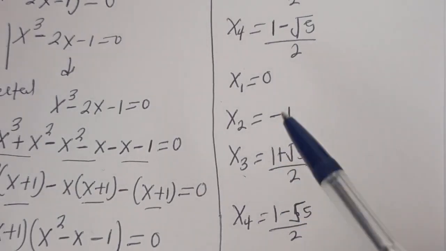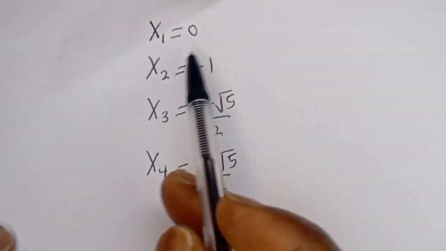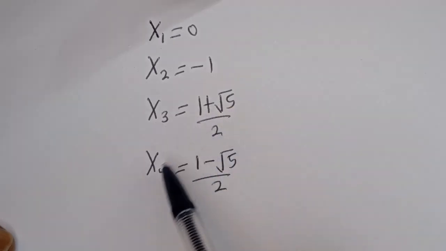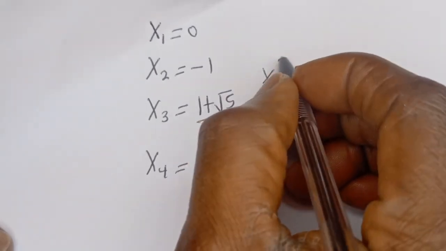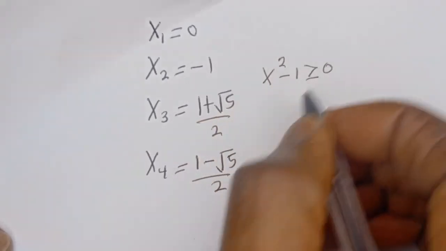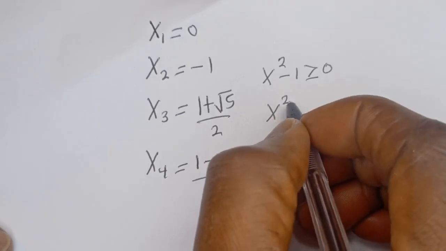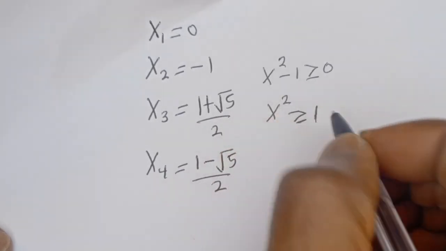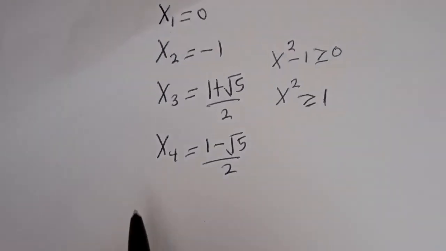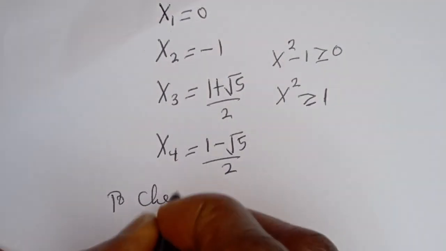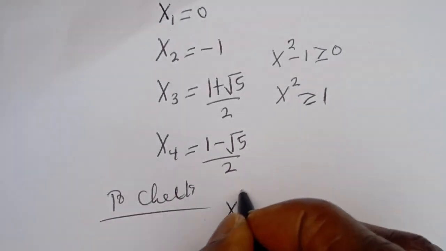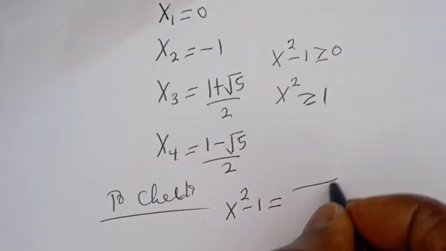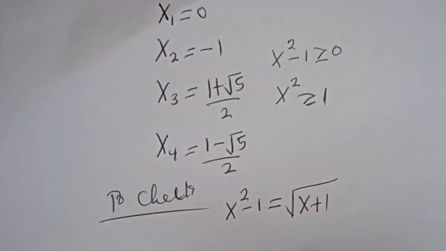But this is not the final answer. Let's confirm our final answer. Now we have the following values of s: s1 is equal to 0, s2 is equal to minus 1, s3 is equal to 1 plus root 5 over 2, and s4 is equal to 1 minus root 5 over 2. But we know that s squared minus 1 is greater than or equal to 0, and s squared is greater than or equal to 1. So let's check to know the final answer. To check, we have s squared minus 1 is equal to square root of s plus 1.